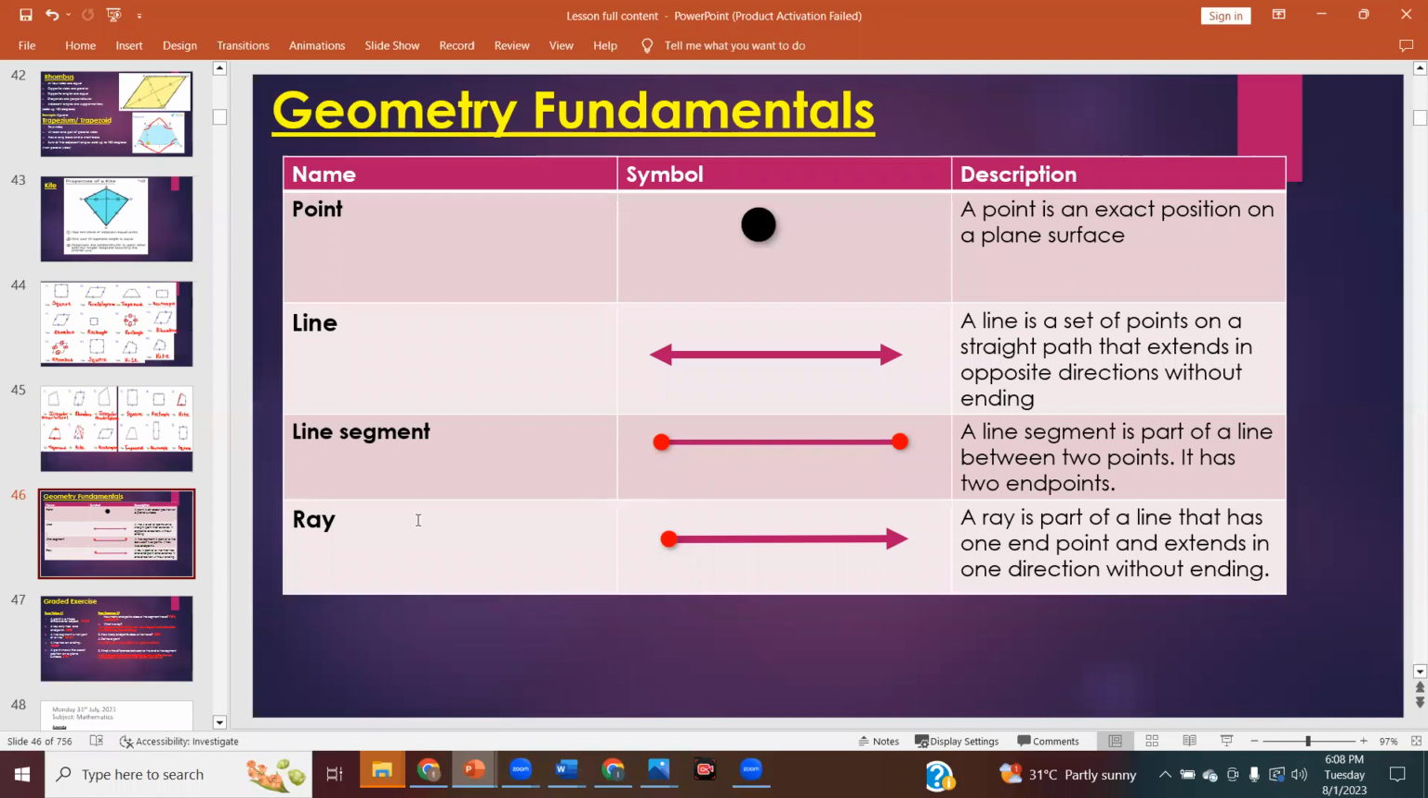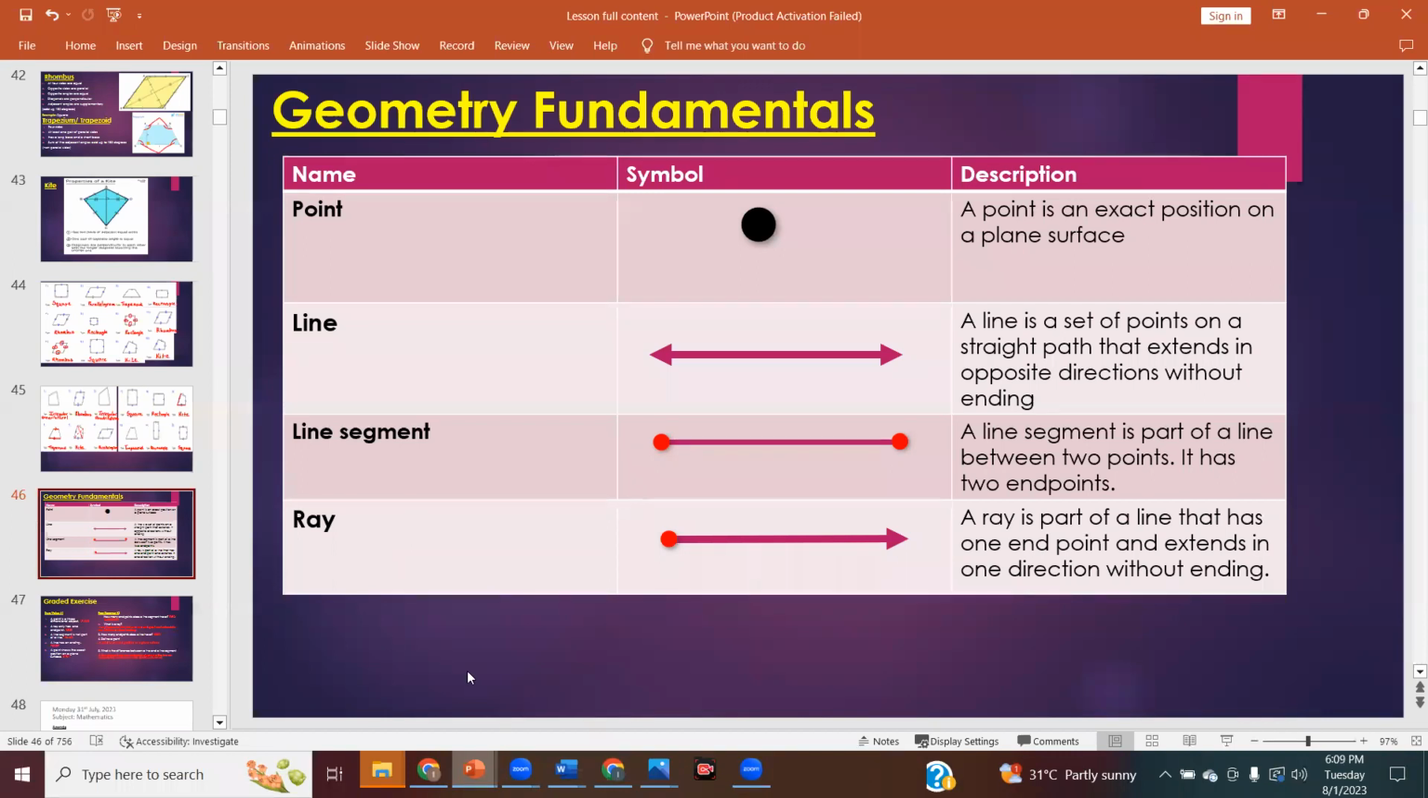Now we're going to develop those ideas. We have to look at the different types of lines, and we're also going to look at what we mean by an angle, because an angle is formed between a ray and a line segment of a line. So we have to develop that, and that's what we're going to be doing today.